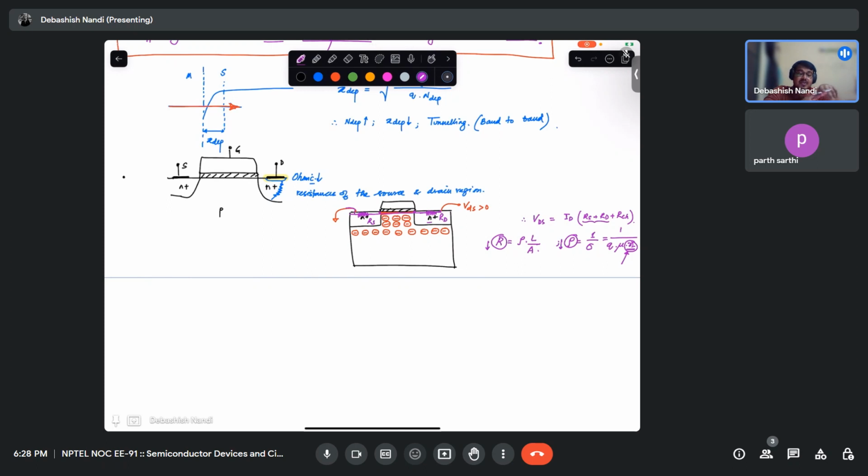The same thing happens in P-N junctions also. Okay, so that part I think the professor has covered. If you have forgotten that, you can just go back and look at that. In P-N junction, what do we mean by series resistance effect?